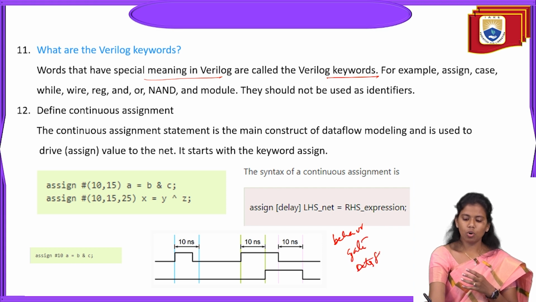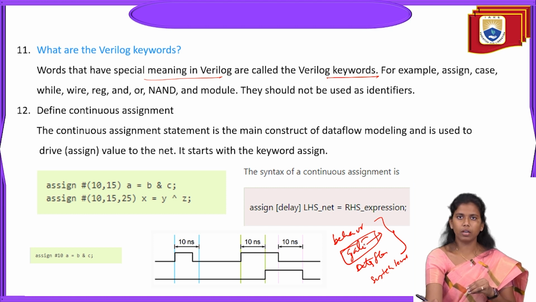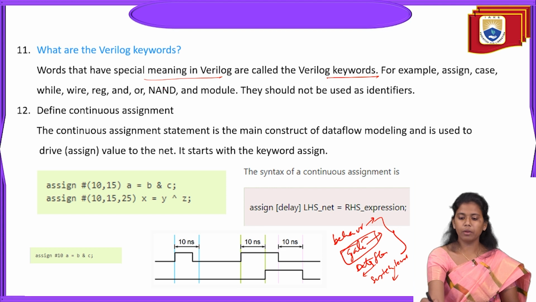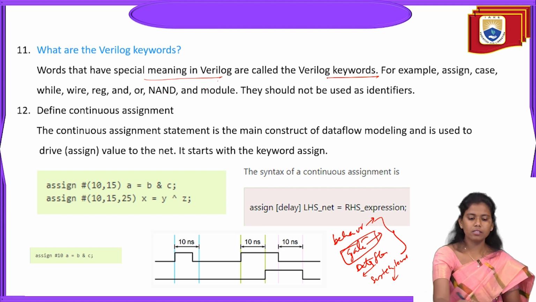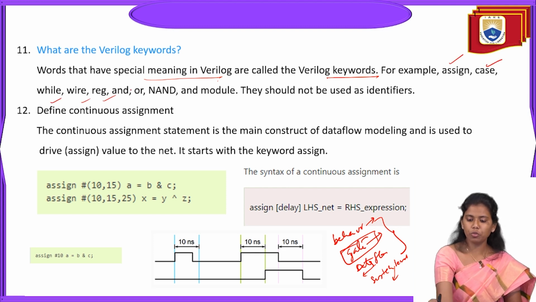Out of these 4, if you write a program with respect to gate level modeling, then gate level modeling in Verilog has some keywords. Likewise, not only gate level modeling, we have keywords for behavioral modeling, for data flow, and for switch level or circuit level modeling as well. The words that have special meaning in Verilog are called Verilog keywords. For example, assign, case, while, wire, register, and, or, NAND, NOR, and module.